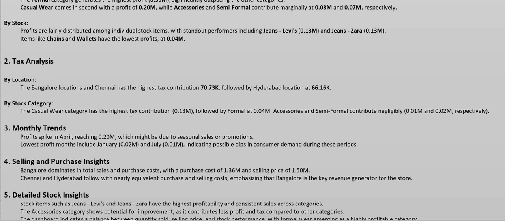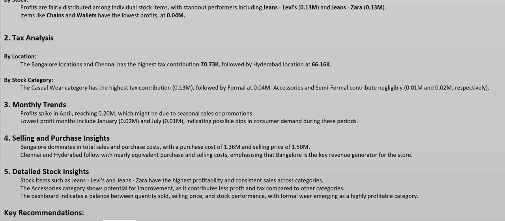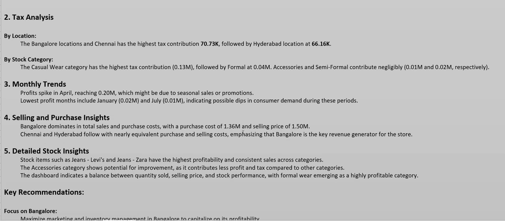If we are talking about the monthly trend, the profit spike in April reached 0.20 million, which might be due to seasonal sales or promotions. The lowest profit months include January, which is 0.01 million, and July, which is 0.01 million, indicating possible dips in consumer demand during these periods.